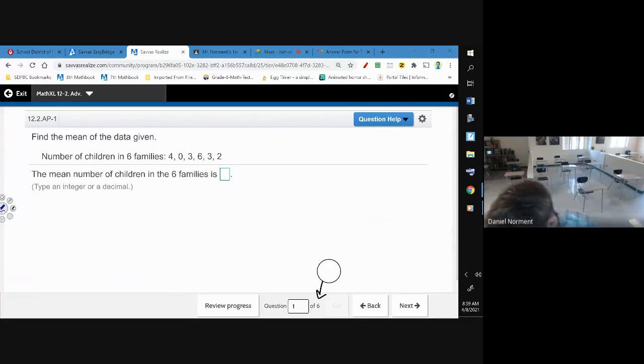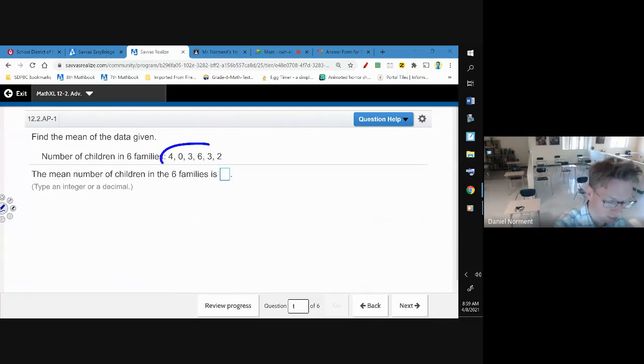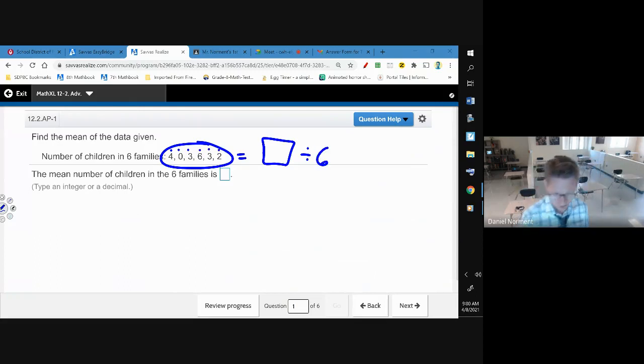Find the mean. So if you remember, and if you forget, use your notes, but mean is average. To find that, you're going to be taking all of these numbers and adding. Once you add those numbers together, you're going to divide by however many values you see. 1, 2, 3, 4, 5, 6. There's 6 values. So you divide by 6, and that is your answer.